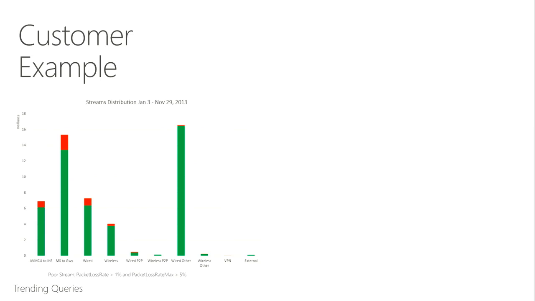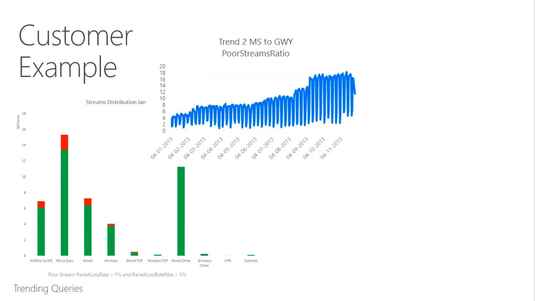So you can see what's the biggest problem spot that pops out, right? In this case, it's mediation to gateway. That's the highest percentage of poor streams they have. That's the red bit. So what do we do after that? The trending query points that out.